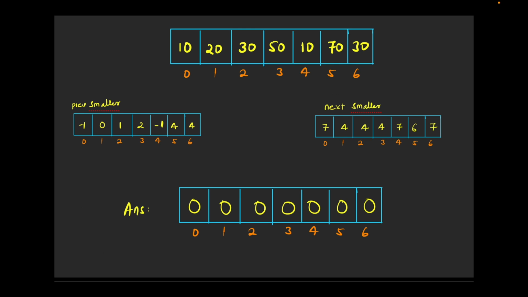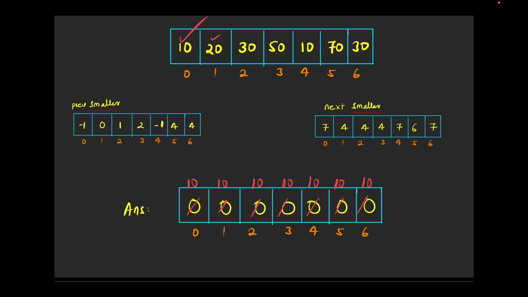So let's try to identify. First I will go to the 10. Now I will ask, hey 10, for how much window size are you smaller? So go to the next, that is 7 minus minus 1 minus 1, so it would be 7. So 10 is smaller for the whole subarray. 10 is greater than 0, so everywhere I will update it as 10. Okay, so I'm done with 10.